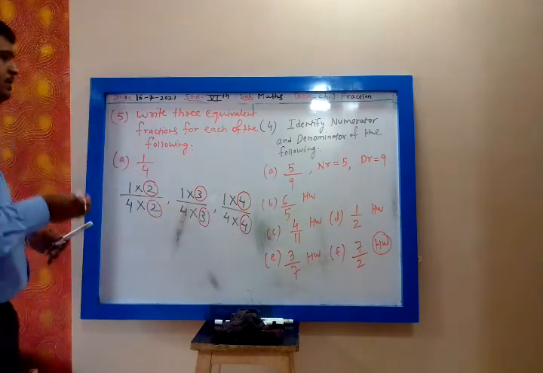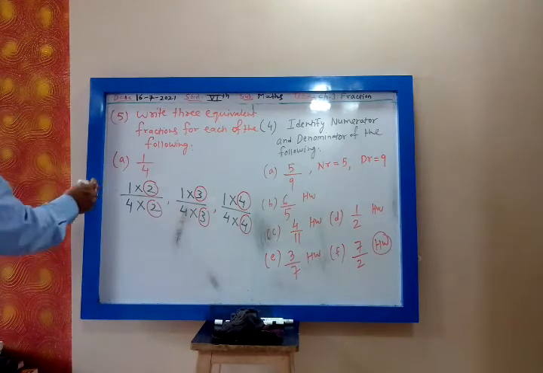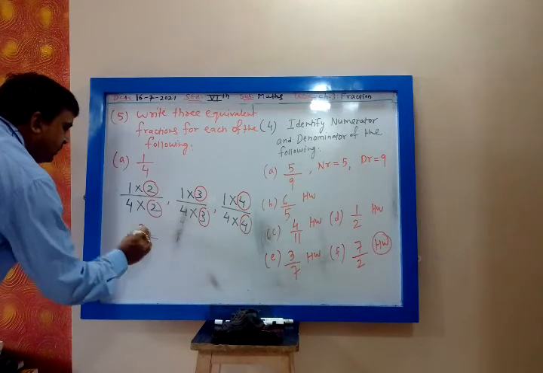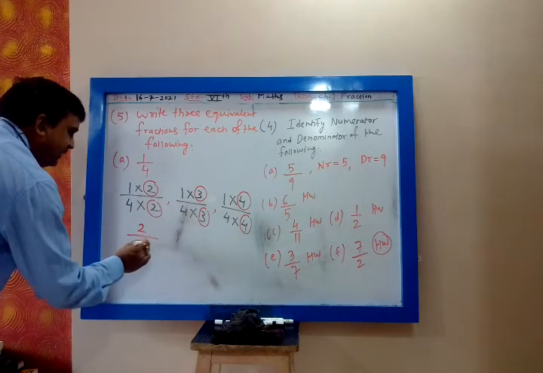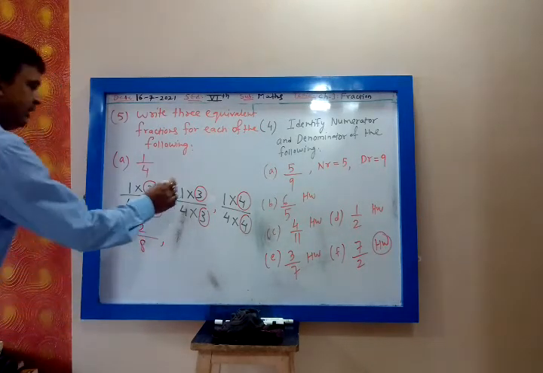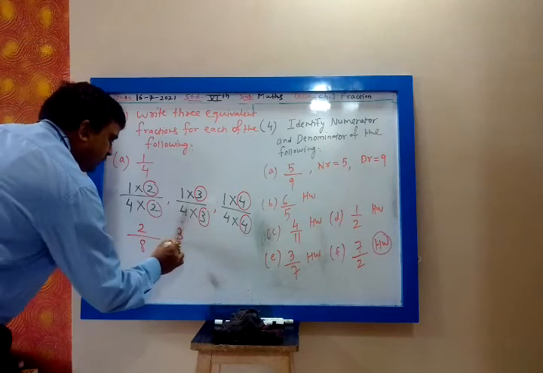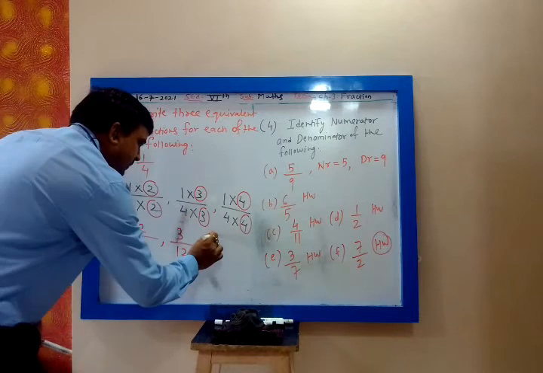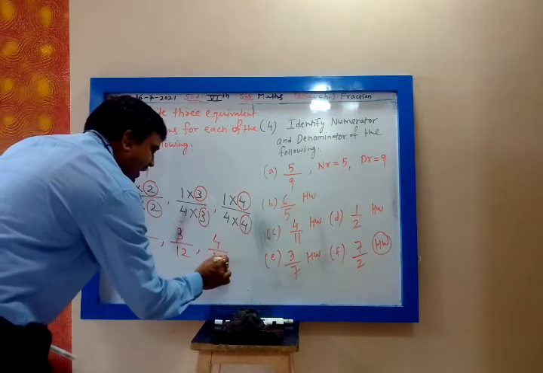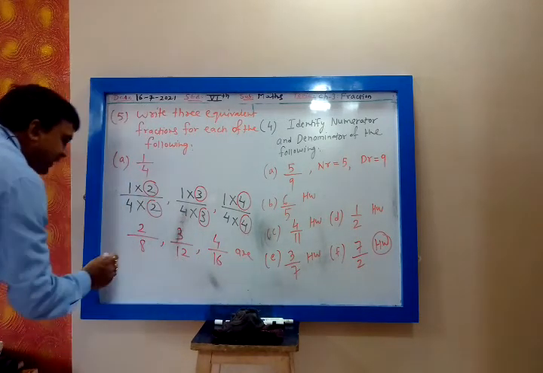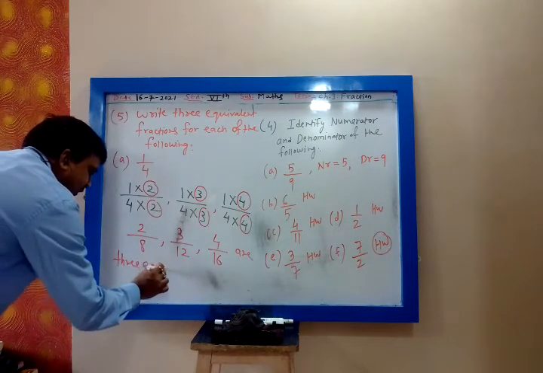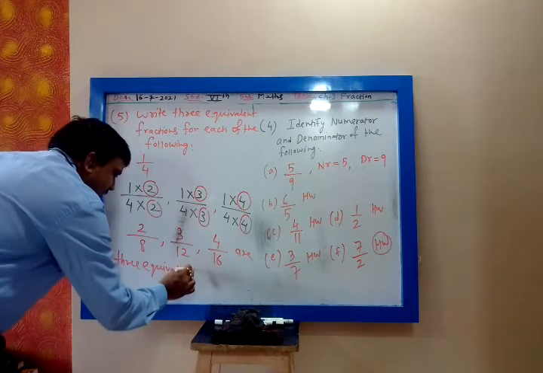You have to multiply by 3 different numbers. So now let us multiply. 1 into 2, 2 upon 4 into 2 is 8. So 2 by 8 is first fraction. 1 into 3, 3. 4 into 3 is 12. 3 by 12. Then next 1 into 4, 4 upon 16. These are 3 equivalent fractions.